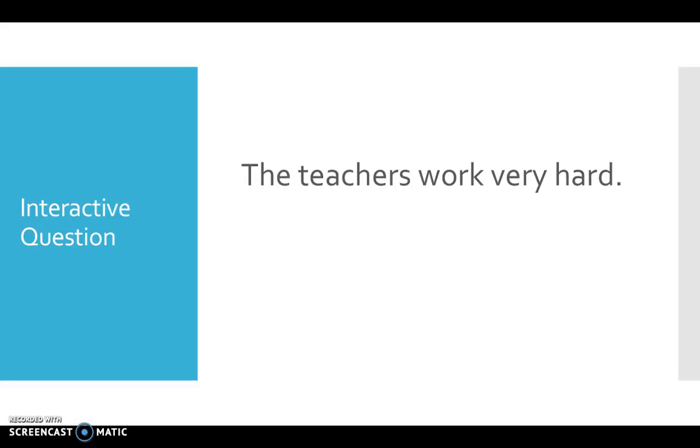So here's my example sentence. The teachers work very hard. I want to find the complete subject of that sentence. So what I'm going to do is I'm going to ask myself this question first. What is the sentence about? Go ahead and say it. Don't be shy. What's this sentence talking about? If you said teachers, you're exactly right.